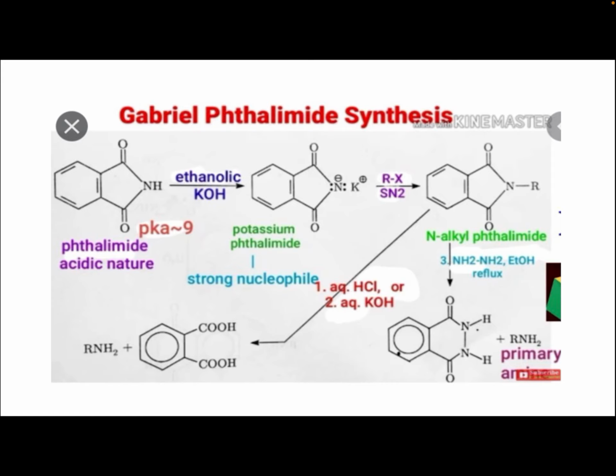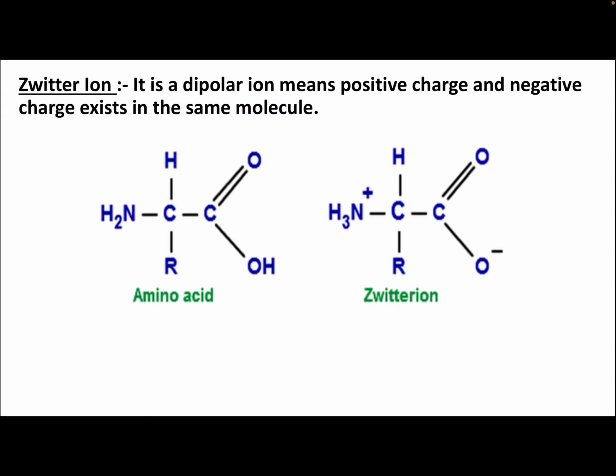Then in the presence of aqueous HCl or aqueous KOH, we get phthalic acid plus RNH2, a primary amine. If you use hydrazine, then we also get a primary amine. So in this way, Gabriel phthalimide synthesis.